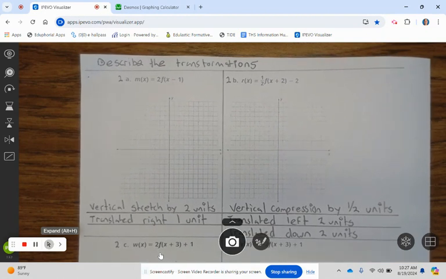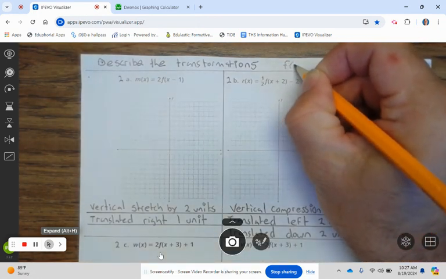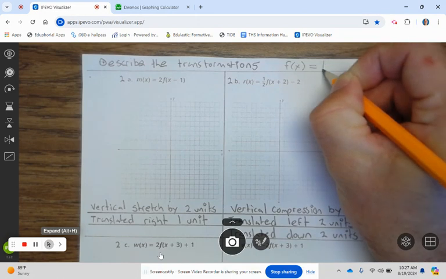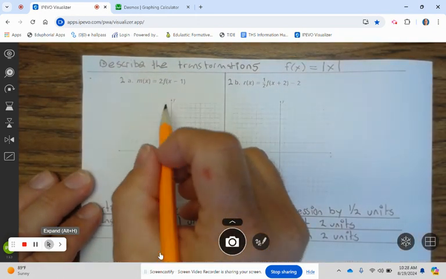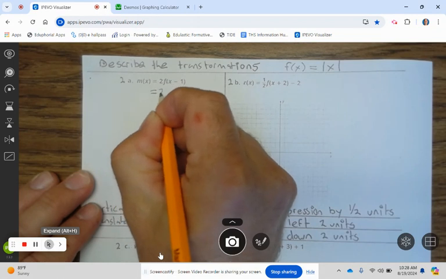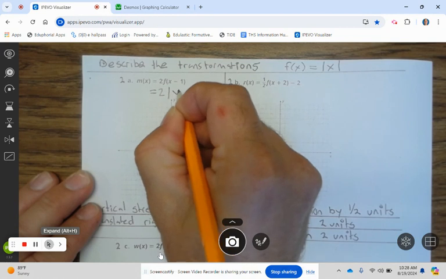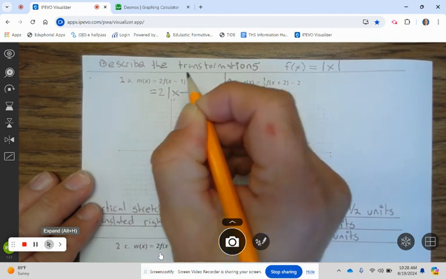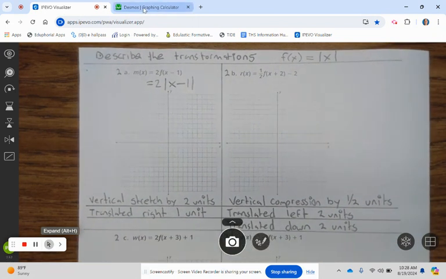Describe the transformations. 2a. We have m of x equals 2 times f of x minus 1. So we want to remember that f of x is the absolute value of x. So we can rewrite m of x equals 2 times f of x minus 1 as 2 times the absolute value of x minus 1. All right, let's go ahead and graph that in Desmos.